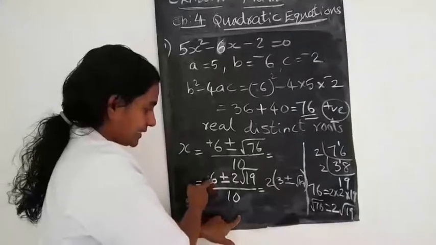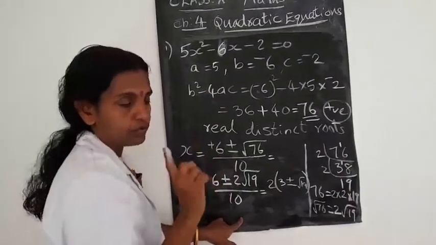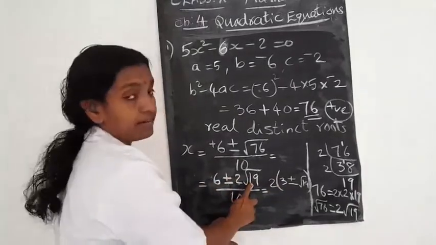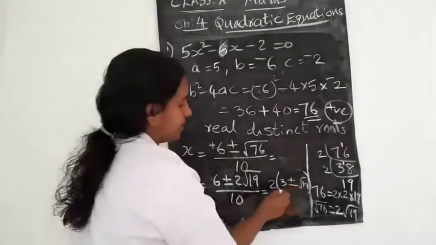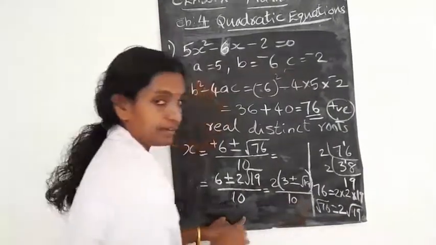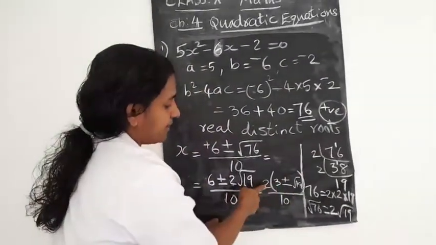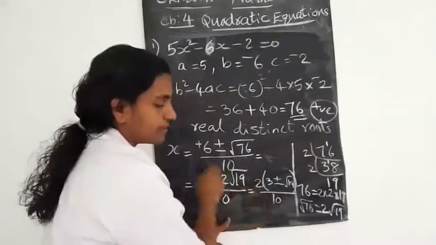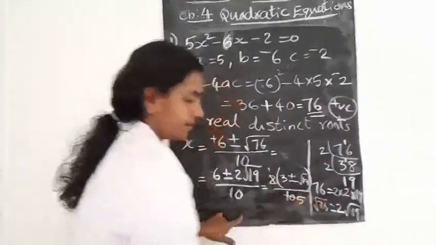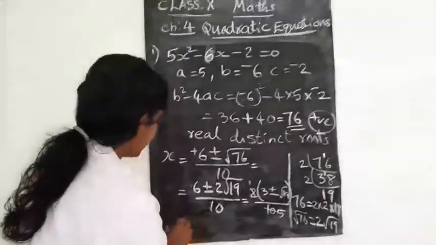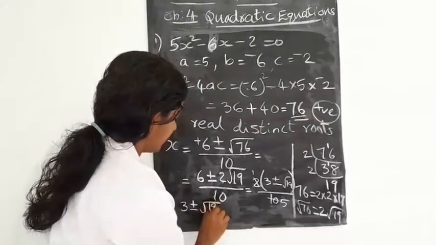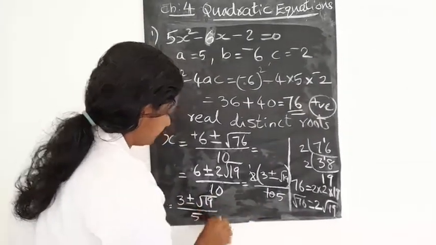Clear? 6 and 2, common factor 2 we can take outside. Remaining here is 3 plus or minus root 19, whole divided by 10. Now the numerator has a common factor 2 and the denominator is 10, so we can cancel the 2. We are getting 5 here. So actually what we are getting is equal to 3 plus or minus root 19 by 5.